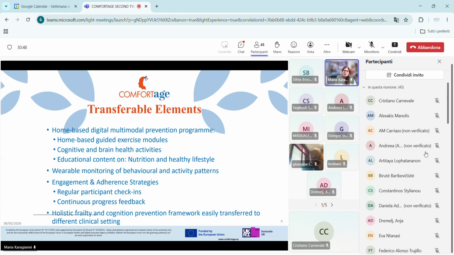So some transferable elements of this study are the home-based digital multimodal prevention program. It's a program that can be simulated in every home with some simple modifications. So it is home-based, with guided exercise modules, also cognitive brain health activities, educational content, nutrition and healthy lifestyle. We have the wearable monitoring of behavioral activity patterns. Also, it is the engagement and the adherence strategies.